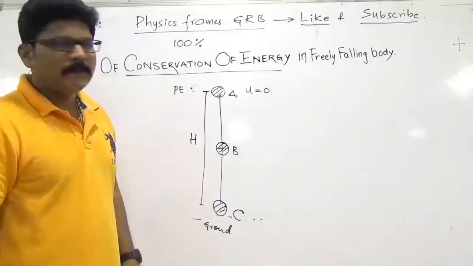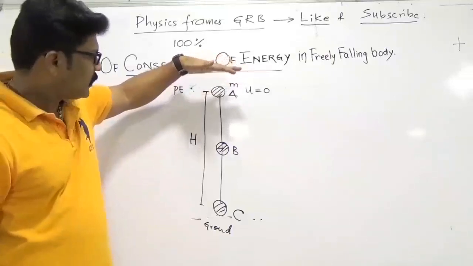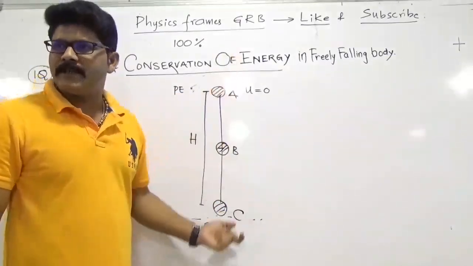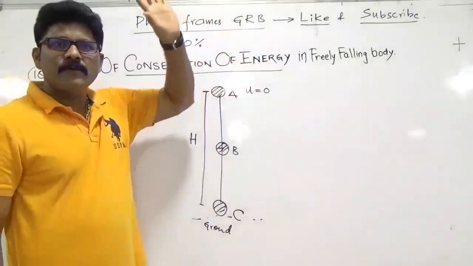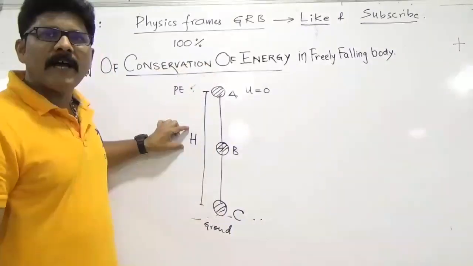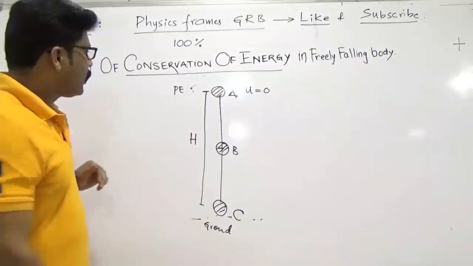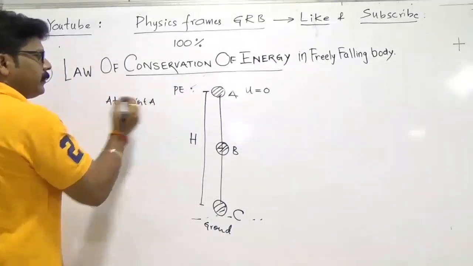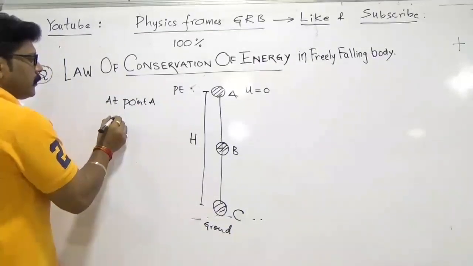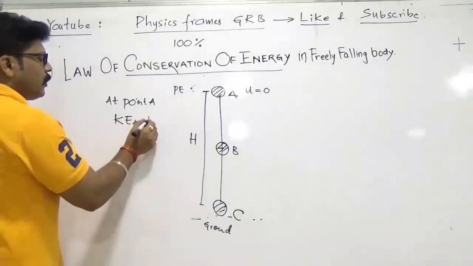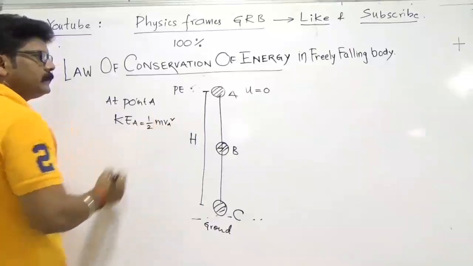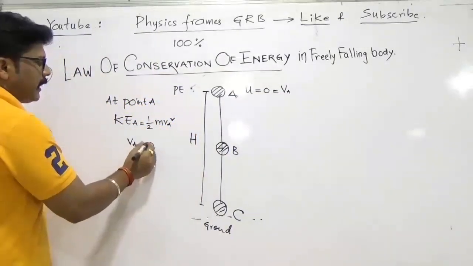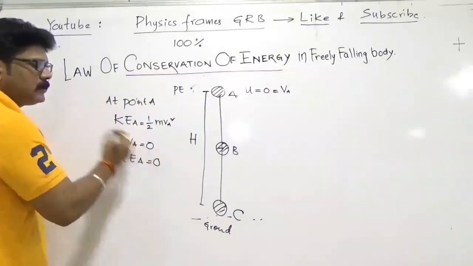Is it clear? So let us consider a body of mass m dropping from a certain height h. Let us take point A, point B and point C during its journey. Now here I am saying that u is equal to 0, because when it is at a certain height, it will have only potential energy. So now at point A, we have the kinetic energy at point A equals half m V_A squared. Your V_A, the velocity at point A, is 0. As V_A equals 0, the kinetic energy at this point A equals 0.